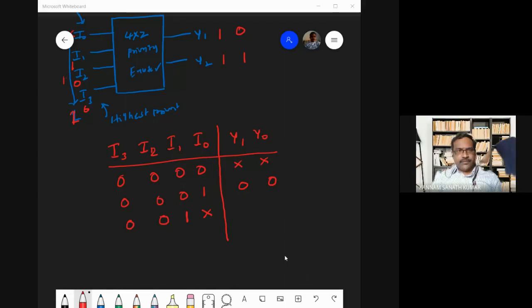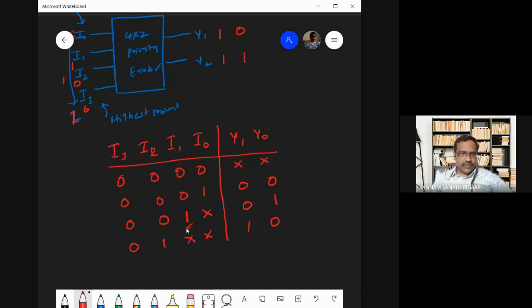I0 is having the least priority, so with I1 is 1, the output is 0, 1. Next, I3 is 0 and suppose I2 is 1. I0 and I1 are having the least priority, so they are don't care. I2 is not depending on I0 and I1, so the output is 1, 0.